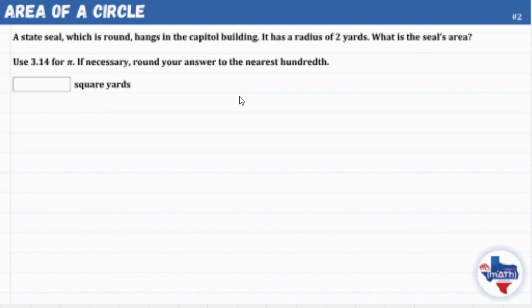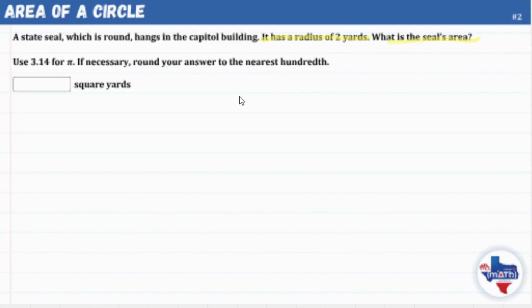Today's topic is finding the area of a circle. Let's take a look at our problem today. A state seal, which is round, hangs in the Capitol building. It has a radius of 2 yards. What is the seal's area?